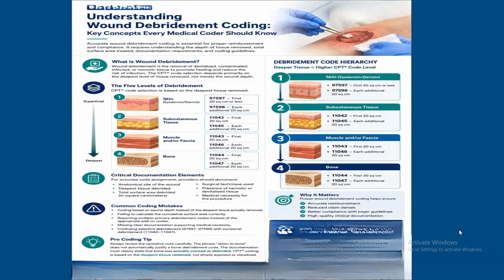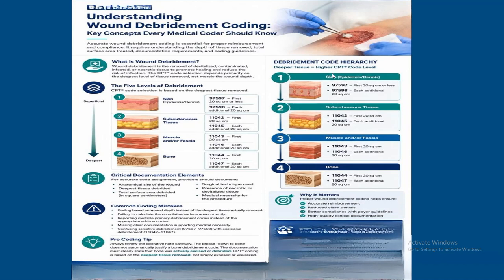Total 3 codes. And one more important mistake coders encounter is the type of debridement. If the physician performs selective debridement, you need to use 97000 series codes. If the physician performs excisional debridement, you need to use integumentary system codes like the 10000 series or 11000 series codes. So next we will see the hierarchy.